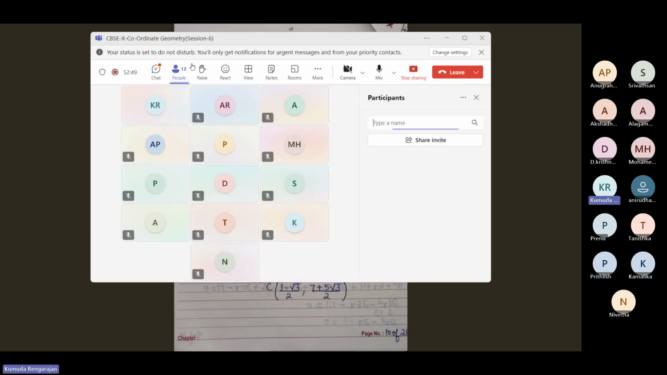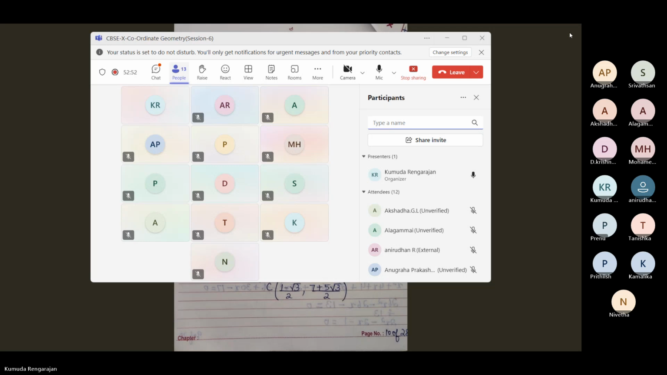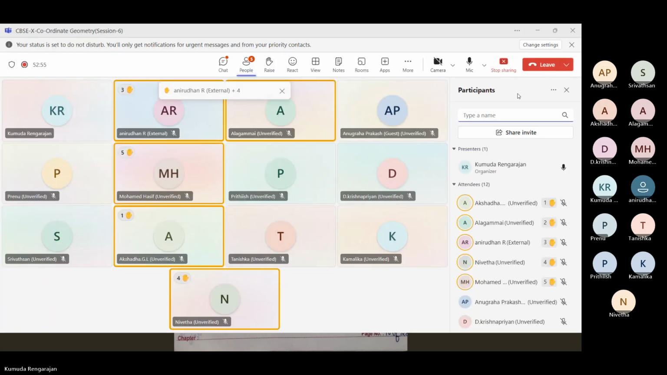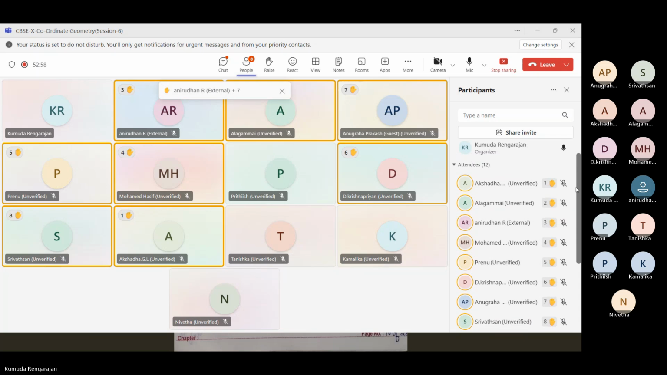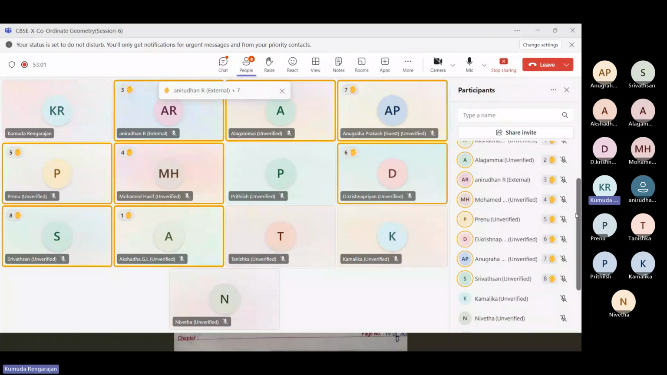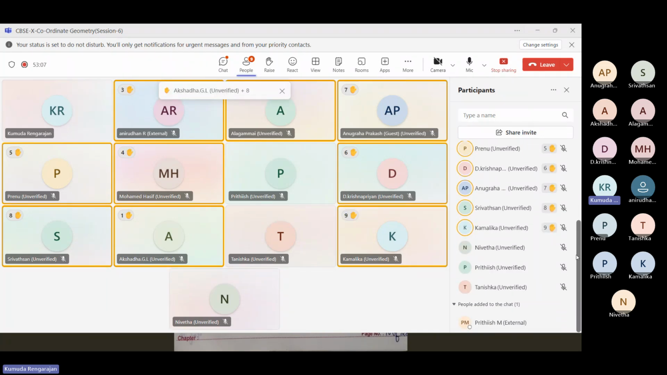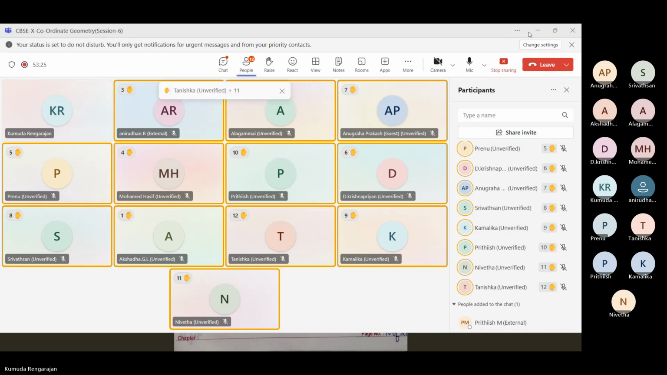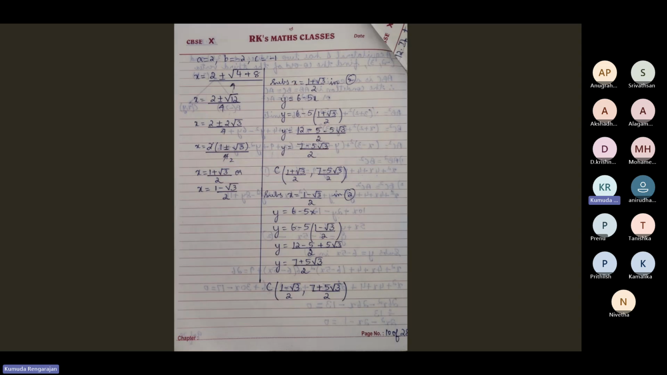Yeah, class, use the emoji, raise your hand. Akshita, Aragamai, Aniruddhan, Hasif, Prenu, Krishnapriyan, Anugraha, Srivatsan, Kamalika, Niveda, Pratish, what about Tanishka? Okay. Thank you, children. Any questions?